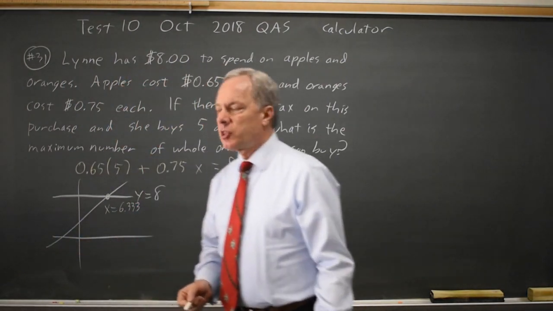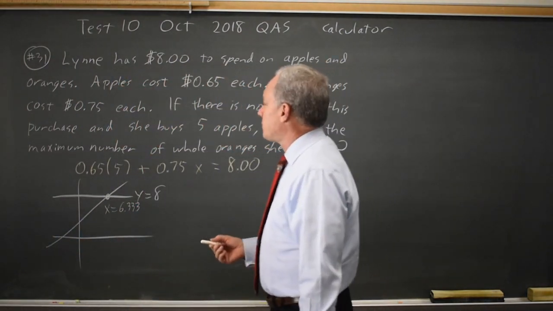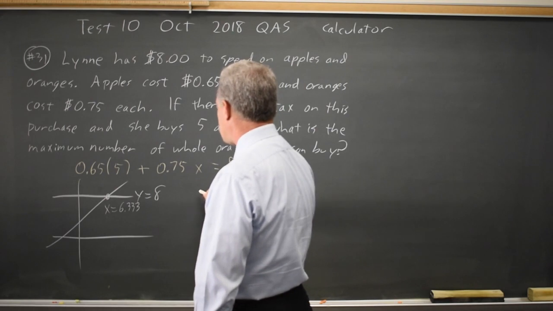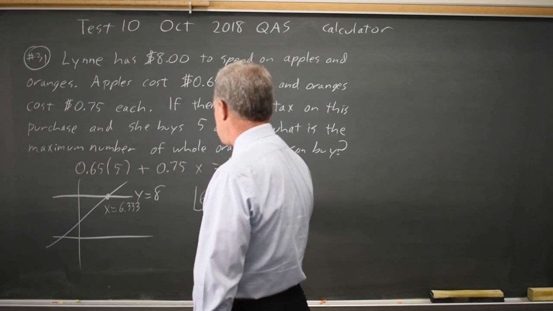We can get 6 1/3 oranges, but they said what is the maximum number of whole oranges, so my answer would be 6, rounding down, of course.